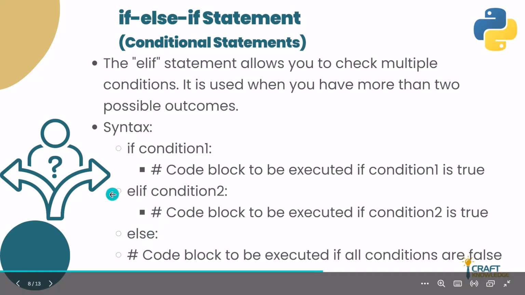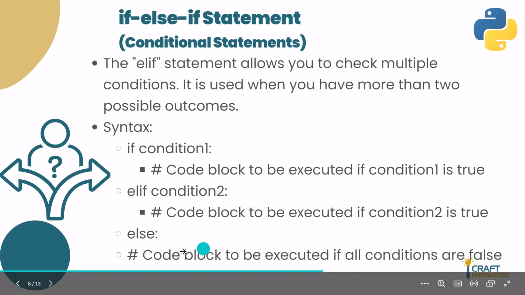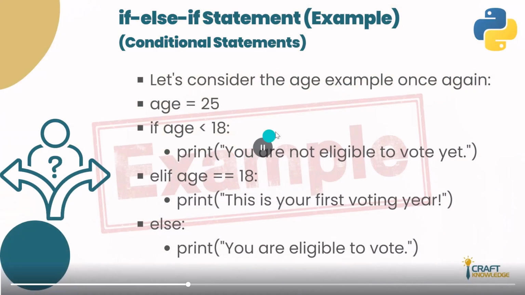So now come to this ignored part, right? This says elif condition 2. Now if condition 1 is true, then this part is going to be executed. If condition 1 is false, then code flow will come to this elif and it will check this condition. If this condition is true, then this body will be executed. But what if both of these conditions are false? Then it will automatically go to this else part and this third part will be executed. Let me show you an example.